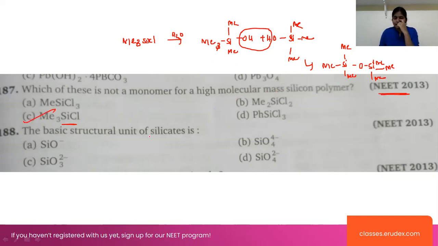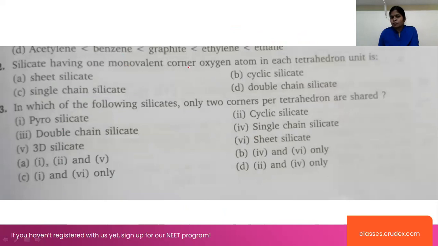Next one is the basic structural unit of silicates. I already told you that this basic structural unit is SiO4 4 minus here, and here look at the structure, oxygen minus, oxygen minus, oxygen minus, oxygen minus. So the correct structure will be SiO4 4 minus. This is the NEET 2013 question. Next one is silicates having one monovalent corner oxygen atom in each tetrahedron unit. That means this is possible only in the case of the sheet silicates.